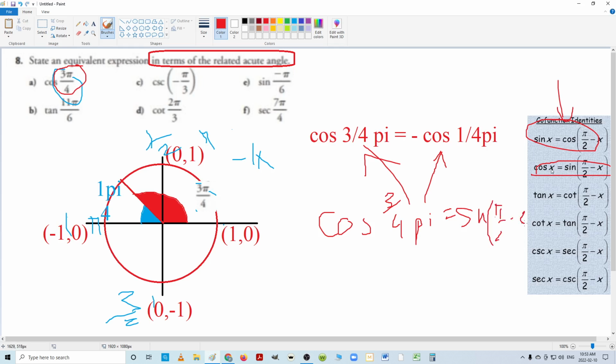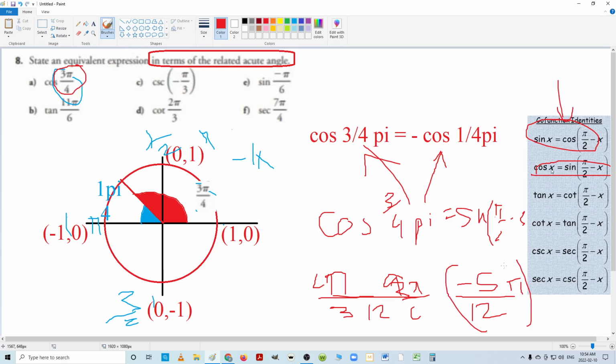Minus 3/4. Well, now we need to use some fractions. Pi over 2 minus 3 pi over 4. I have to cross multiply. I get 4 pi minus 9 pi over 12. 4 pi minus 9 pi is equal to minus 5 pi over 12, and it can't be simplified.